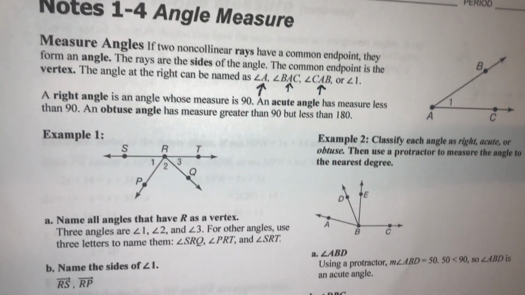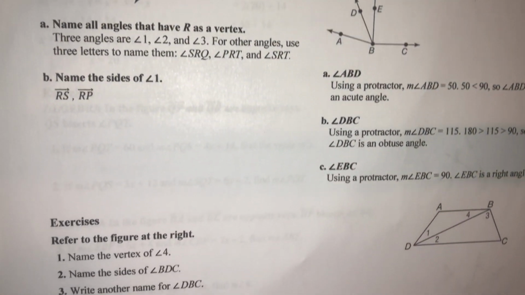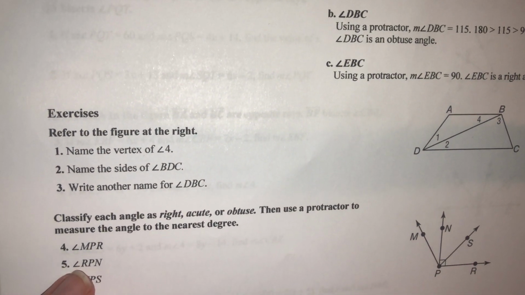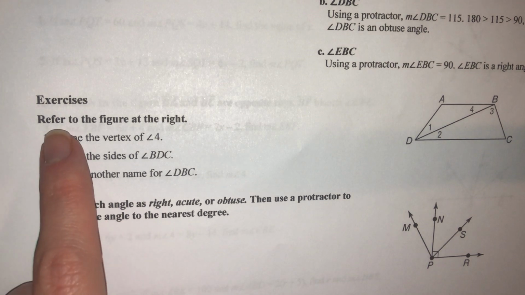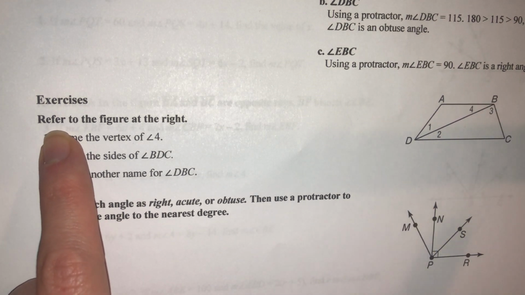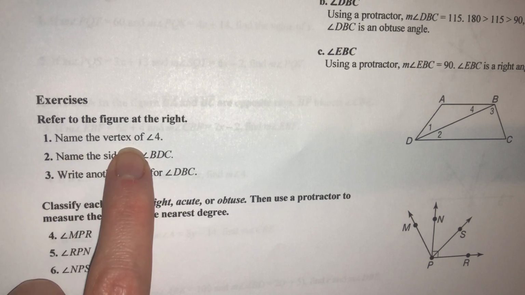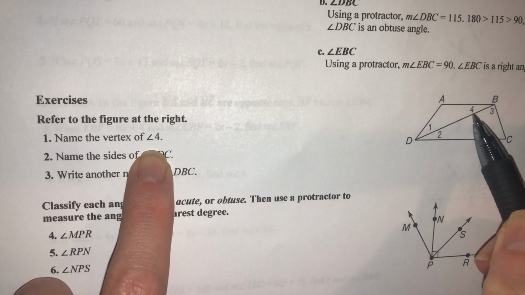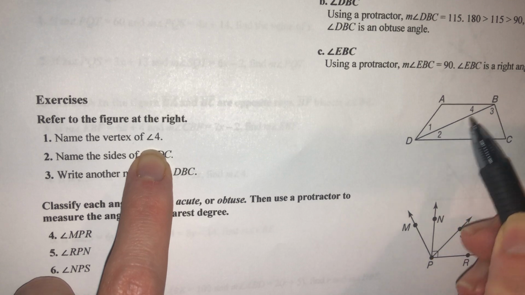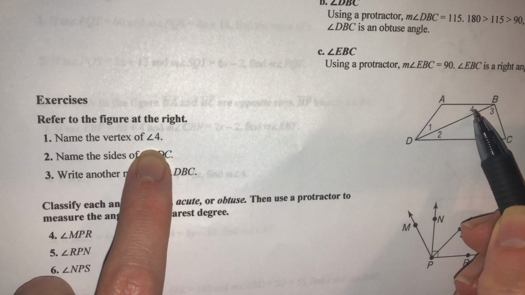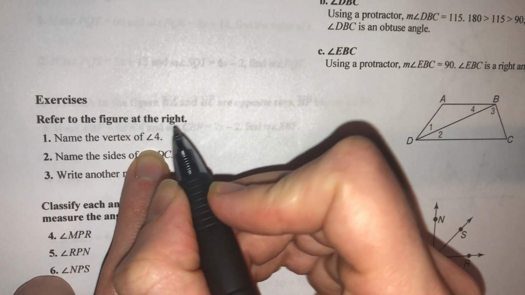All right, there's a couple of fully worked example problems here that you can look at if you need extra examples, but we're going to jump down to the bottom and take a look at these. The problem says refer to the figure at right, so we're looking at this picture to answer questions 1, 2, and 3. Number 1, name the vertex of angle 4. Okay, so this number 4 is inside of this angle, and the vertex, if you'll remember, is where the point of the angle is. So if you look at the point coming right around angle 4, that would be point B.